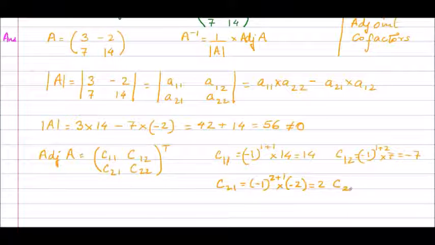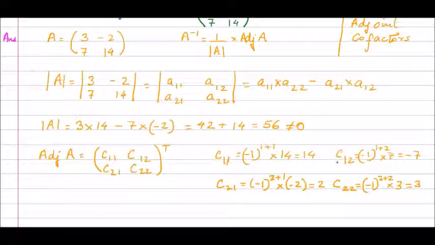And finally we have C22. It is minus 1 to the power of 2 plus 2 times, it is the second row and the second column. We will be eliminating these two, the second row and second column, and we have this number 3. So minus 1 whole to the power of 4 into 3. Minus 1 whole to the power of 4 is a plus 1, into 3 is again a plus 3.